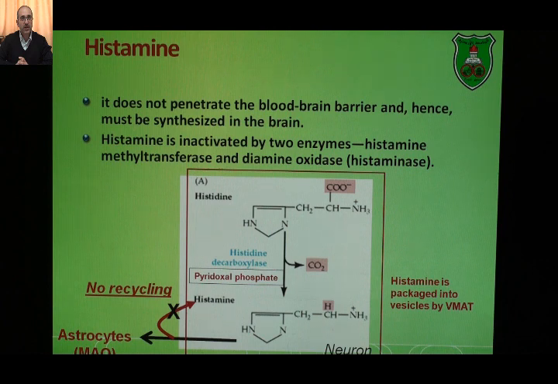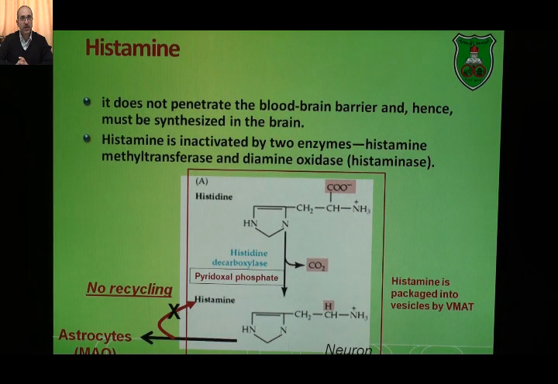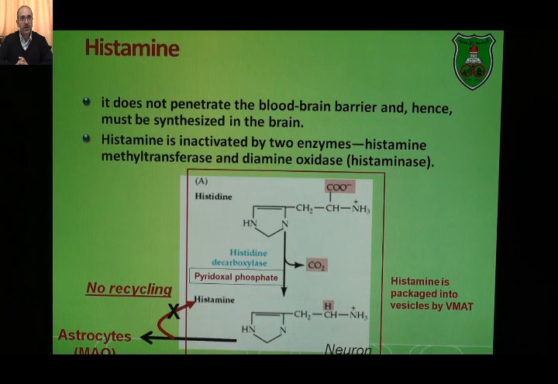Now, synthesis of histamine from histidine is catalyzed by a decarboxylase enzyme, and that requires pyridoxal phosphate or vitamin B6. Histamine is packaged into vesicles via the same transporter as the catecholamines and serotonin, and it can be removed. Once released, it can be inactivated by monoamine oxidase that exists in astrocytes, neighboring cells.